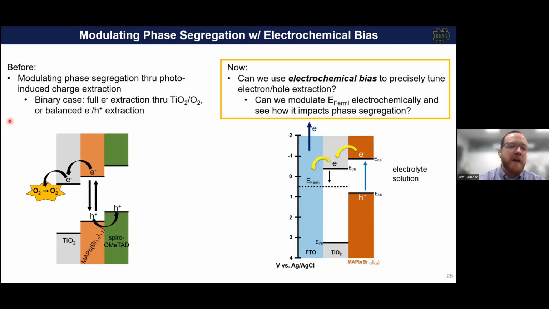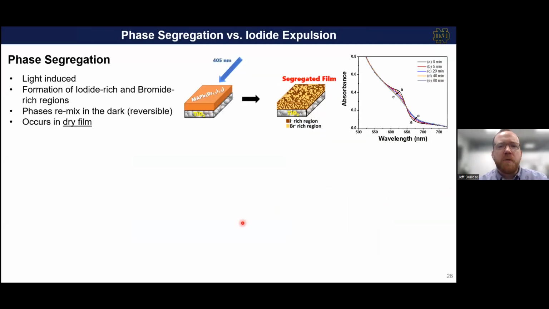So now, instead of having TiO2, mixed halide perovskite, and spiro, we have FTO as a transparent electrode, TiO2 and our mixed halide perovskite, and then an electrolyte solution out there, which allows us to do our electrochemical experiment. We wanted to ask ourselves how, depending on the Fermi level position, we modulate charge extraction, and how that eventually affects the hole accumulation that we were seeing in the previous process.